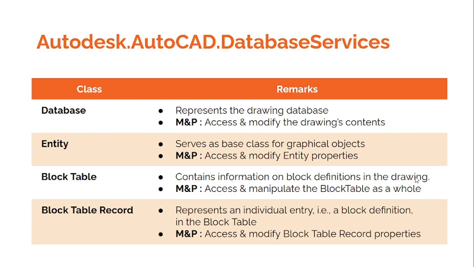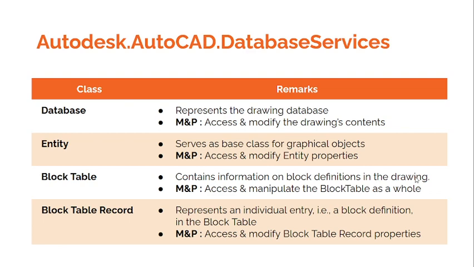Finally, we have the BlockTable and the BlockTableRecord classes, and both of these classes are interrelated. The block table is essentially a table containing a collection of records, and each of these records is represented as a block table record. The block table record represents an individual entry, which is in this case a block definition in the block table.